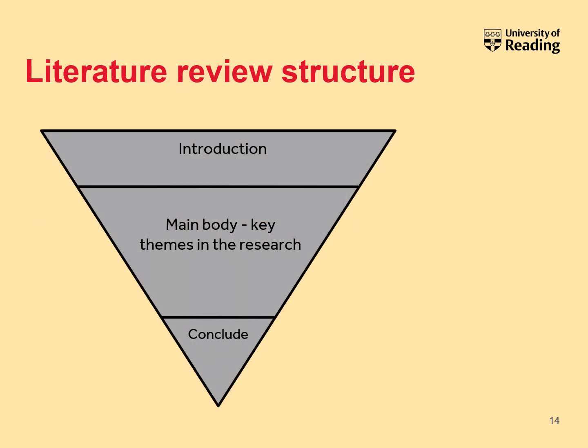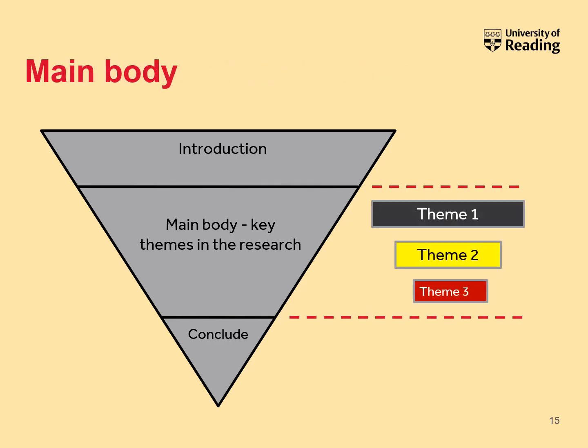So let's start by looking at the overall structure of a literature review, which, as well as discussing all your themes, should include an introduction, a main body where you're going to discuss those key themes, and a conclusion. And the idea is that a literature review ought to start off broadly, and moving through the main body of the literature review becomes progressively more relevant to what you want to study as you go towards the conclusion of the literature review. So here's how to do that in the main body section.